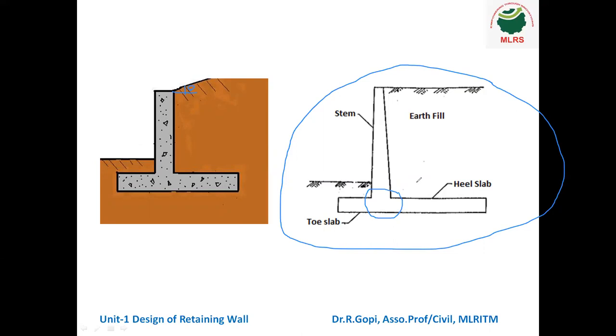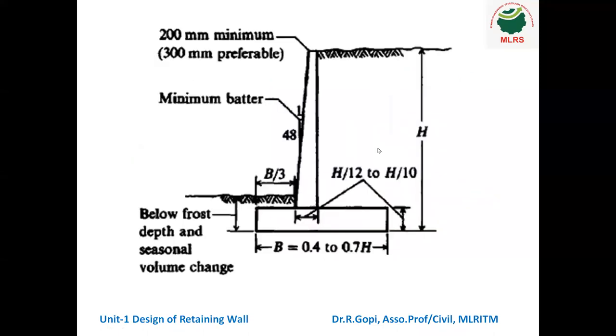One end is fixed. There are three components, and in these three components, only one end is fixed. All other ends are free. You can see here the earth fill is purely horizontal. There is no surcharge. This retaining wall maintains two levels. This is level one, the upper level, and this is level two, the lower level. So these are all the components of the cantilever type retaining wall.